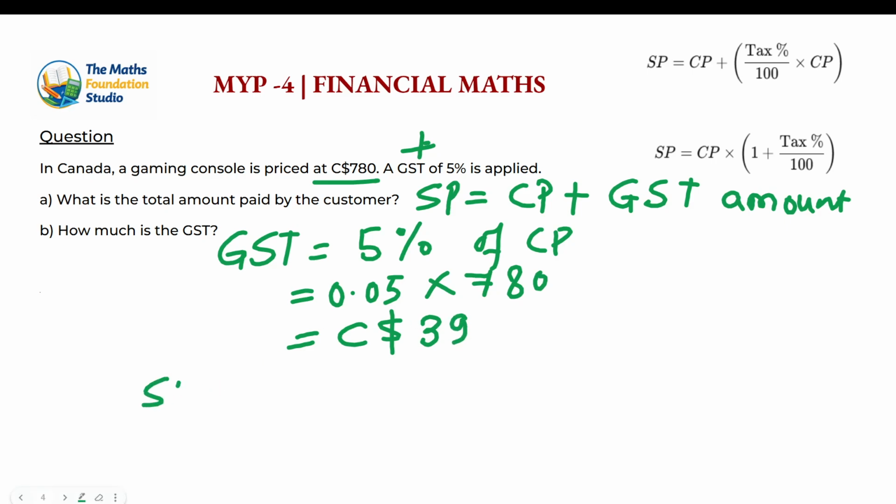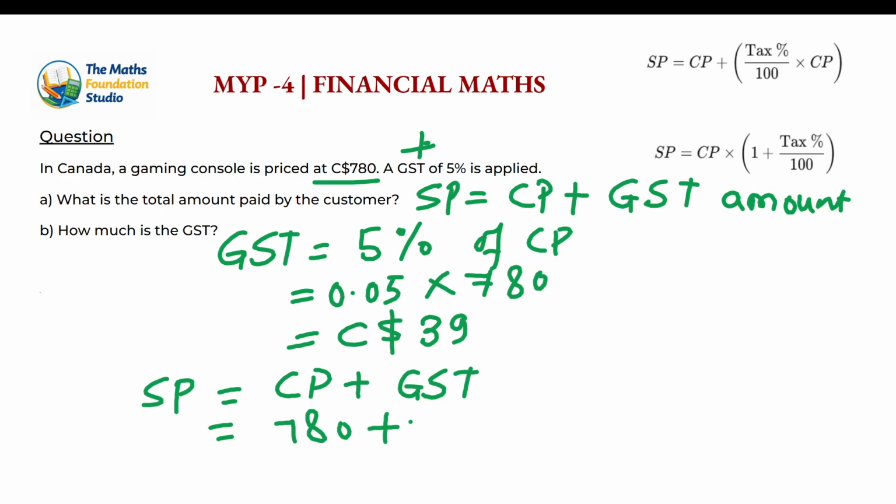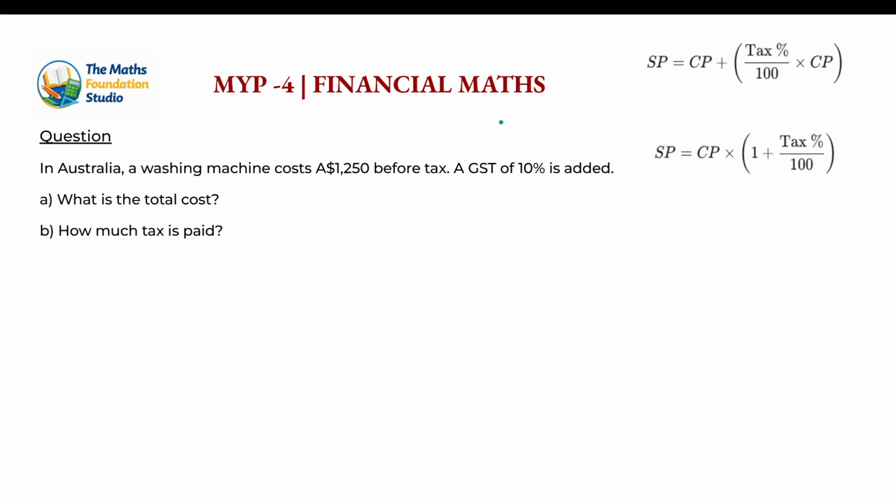Now let's try to find the selling price of this gaming console. It will be cost price plus GST amount, that is 780 plus 39, that comes out to be 819 Canadian dollars. Hence, this is the answer. Let's jump to last question. In Australia, a washing machine costs Australian dollar 1250. This is the cost price. Before tax, a GST of 10% is added. What is the total cost and how much tax is paid?